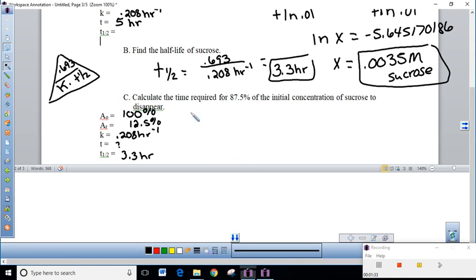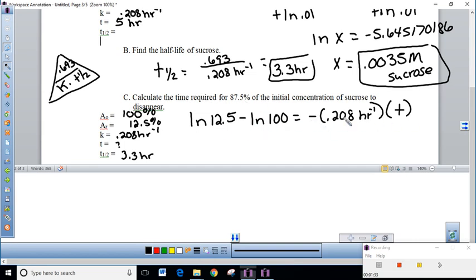Still first order, so the natural log of the remaining is always first, 12.5 minus natural log of 100 equals negative, don't forget the negative, k, 0.208 hours to the -1 times the time. That's what I don't know, so I don't know t. There's my x right there. If you prefer x, you can do x. So you can do this math.